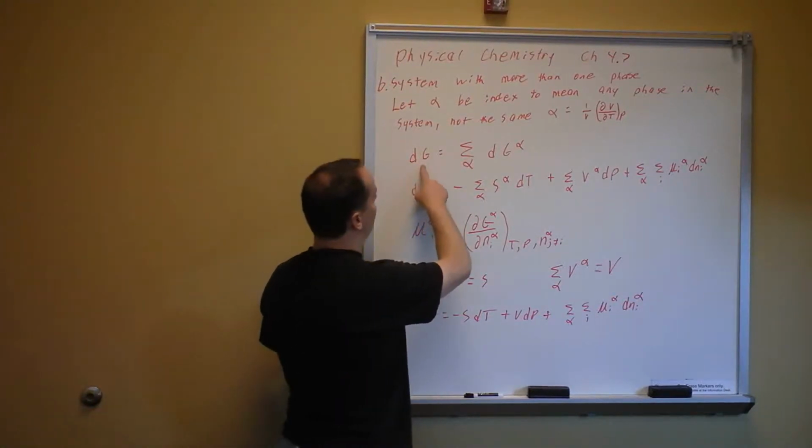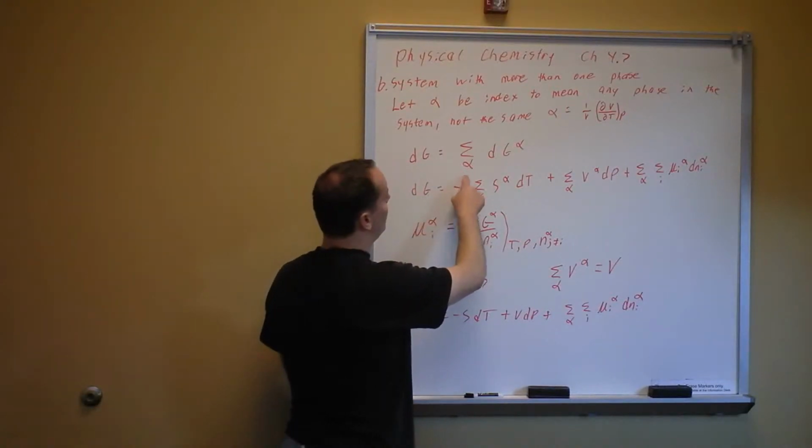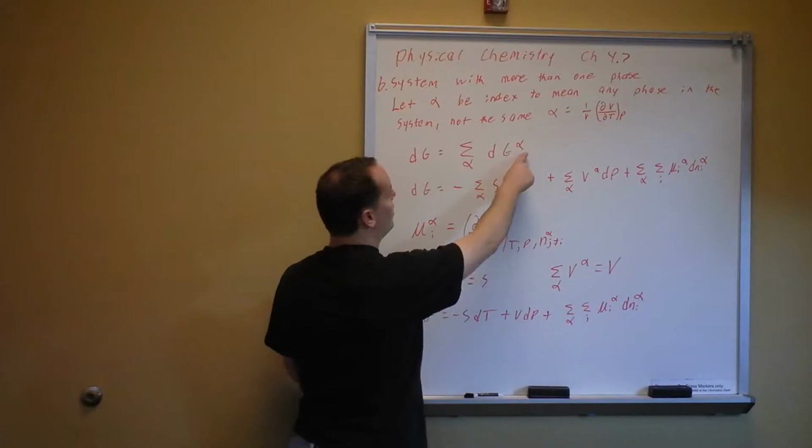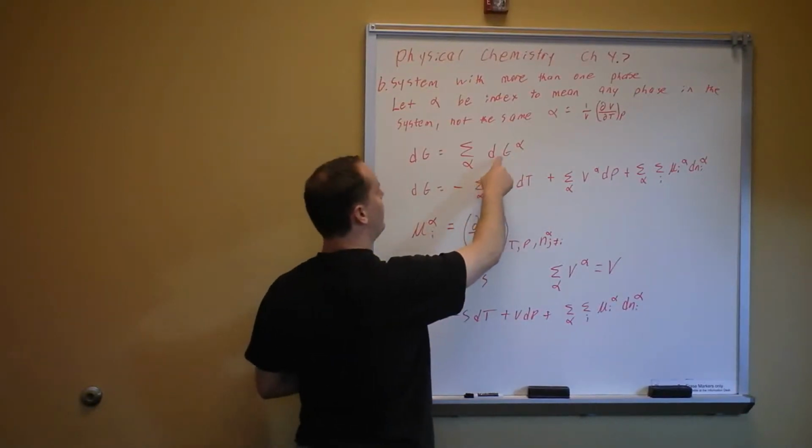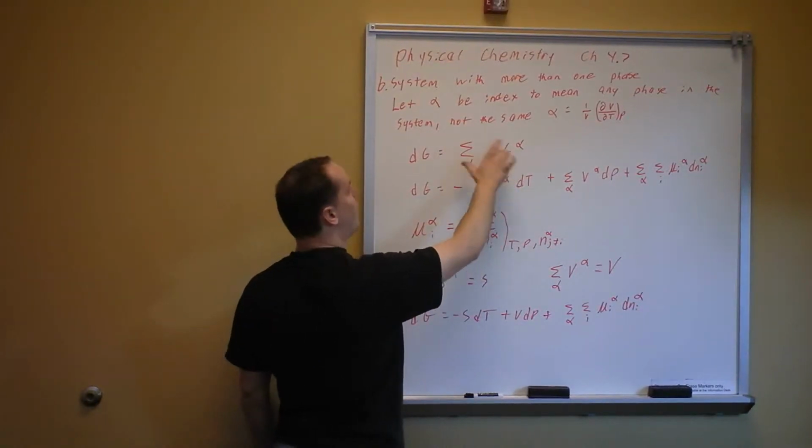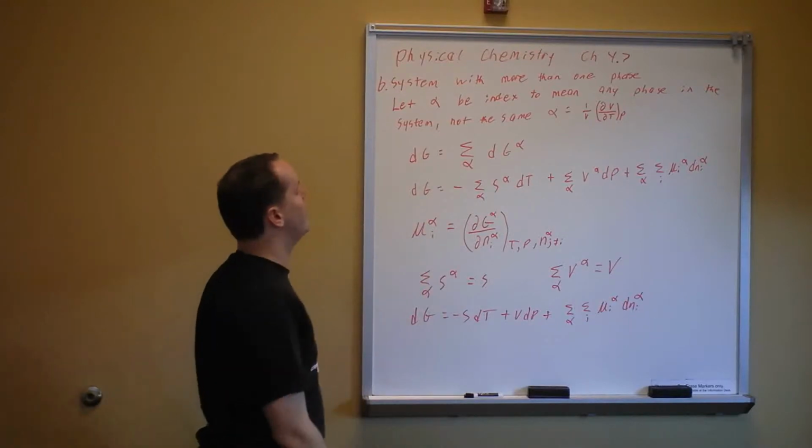So let's look at an example here. The differential of G is equal to the sum of the differential of G for each phase. So phase 1, phase 2, phase 3. Add up all the phases and you get the total differential of G.